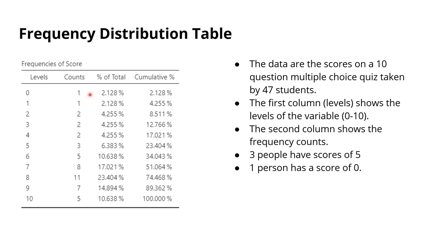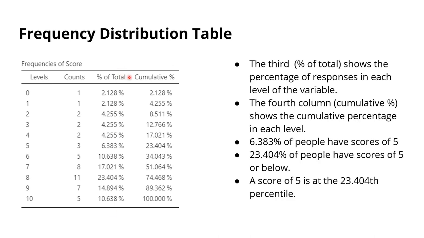Okay? So your first column is the levels of the variable. The second column is the frequency counts. The third column is looking at the percentage of people in a given category, or the percentage of the total. Since we have 47 people in the data set, each of these percentages takes the count for a given category and divides it by 47, and then multiplies it by 100 to turn it into a percentage.